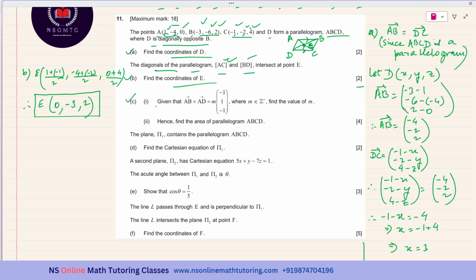Subpart c has 2 further subparts. The first subpart i is saying, given that the vector product of the vectors AB and AD is equal to m times this column vector -1, 1 and -1, where m is a positive integer, find the value of m. So we have actually found AB. We have to get AD now.